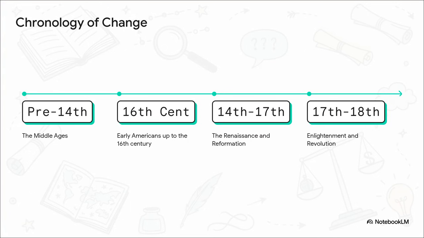To solve that mystery, we've got to map out the timeline. We start by bridging those long, slow centuries of the Middle Ages with the early Americas right up to the 1500s. But then, bam, we hit this massive intellectual explosion. We've got the Renaissance and the Reformation spanning the 14th to 17th centuries. And that momentum just keeps building, culminating in the Enlightenment and the massive revolutions of the 17th and 18th centuries. It was these huge cultural developments that finally, definitively brought the Middle Ages to a close.